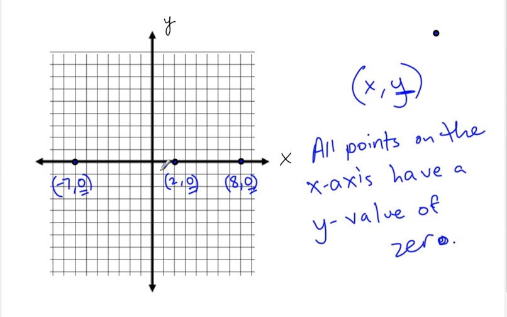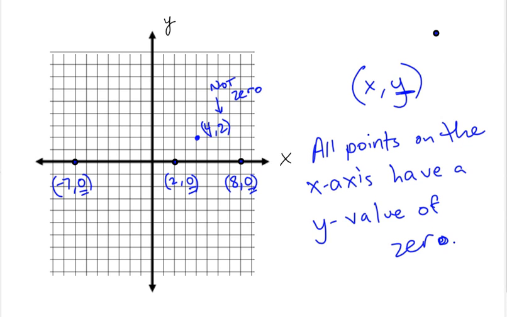Simple enough. Now, let's just say I put a point here. That would be 1, 2, 3, 4, 1, 2. So it's not on the x-axis. Clearly, if it were on the x-axis, it would be down here. It's not on the x-axis, and so this is not 0.